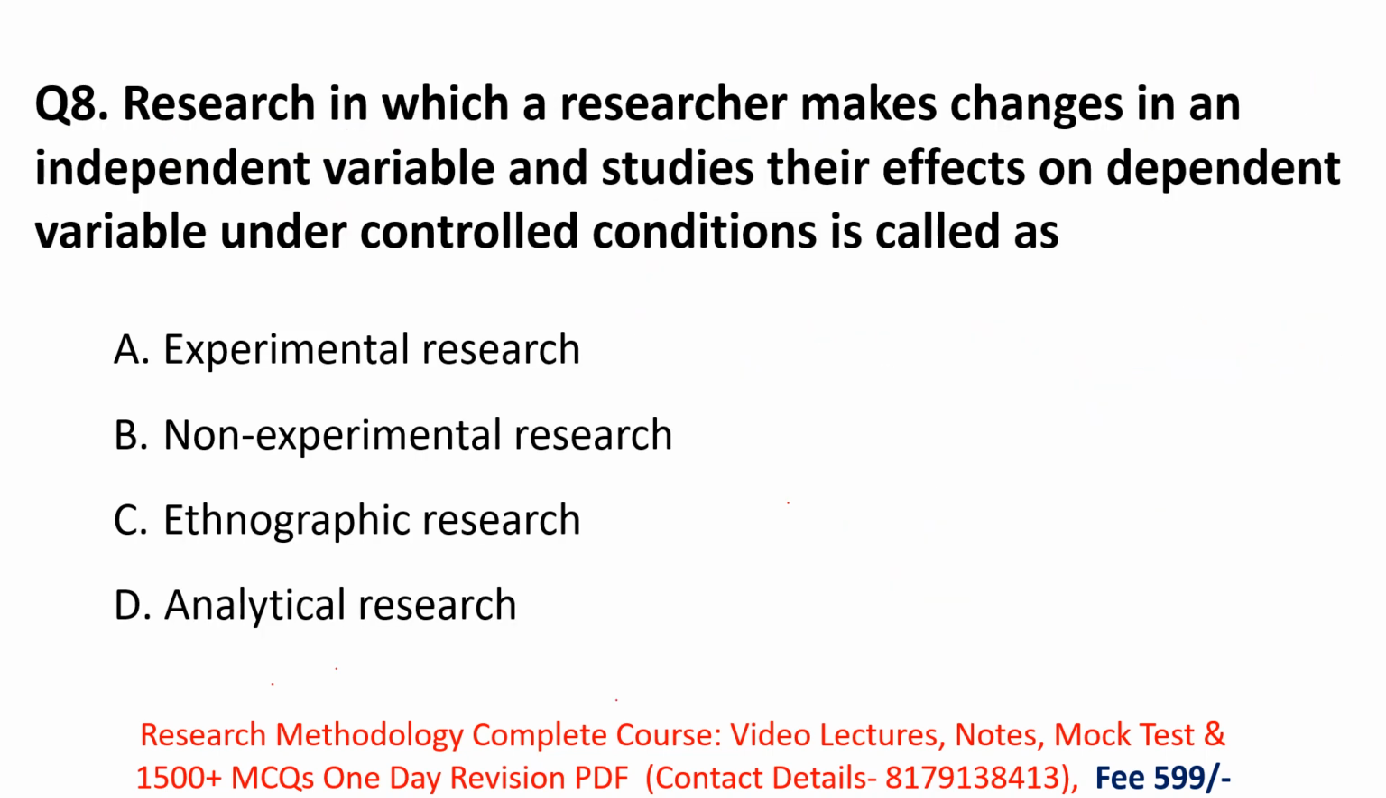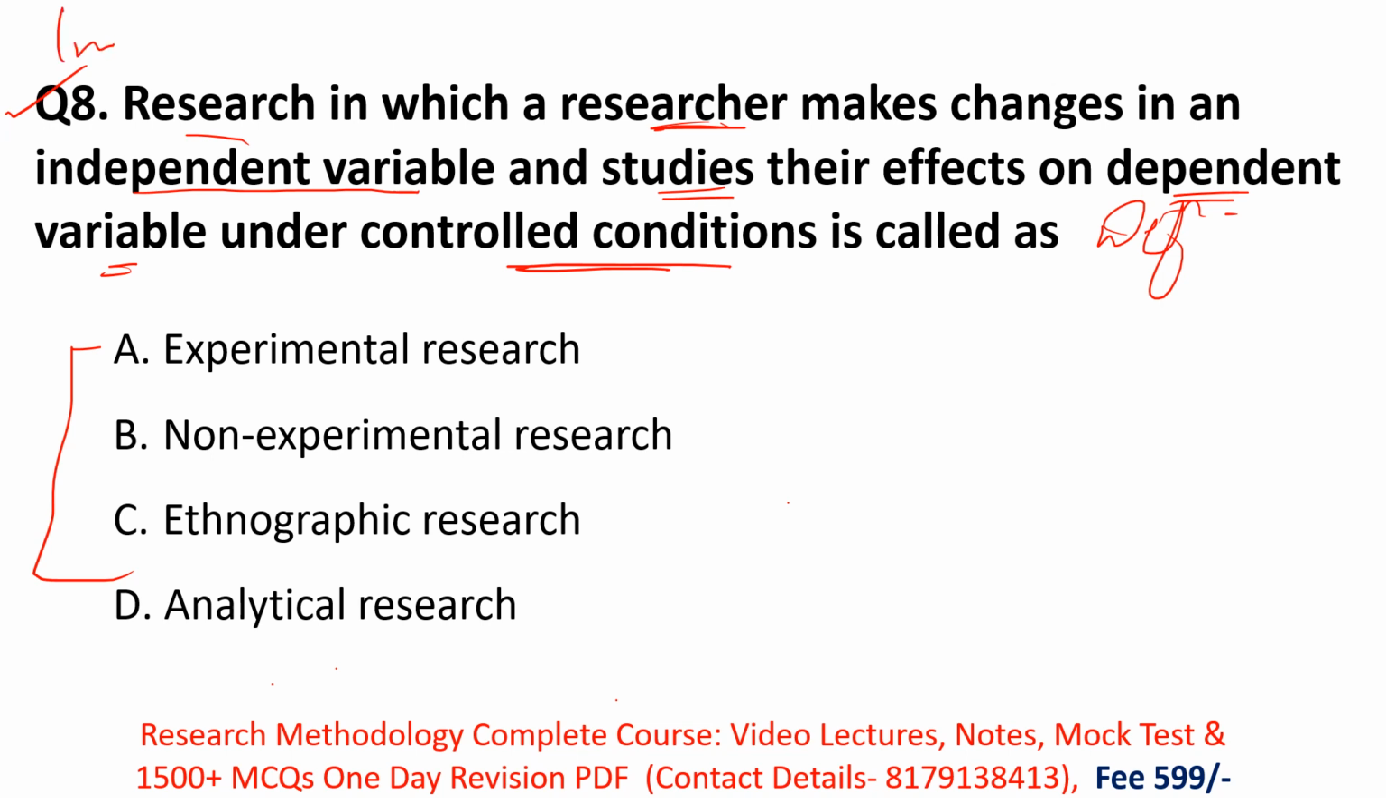Next, research in which the researcher makes changes in an independent variable and studies their effects on the dependent variable under control condition is called. So this is the definition of one of the following types of research, and we have to select the one correct option. This is a very important question. Many times examiners ask the same question in many government universities. So you have to read the question again and again to see what they are asking.